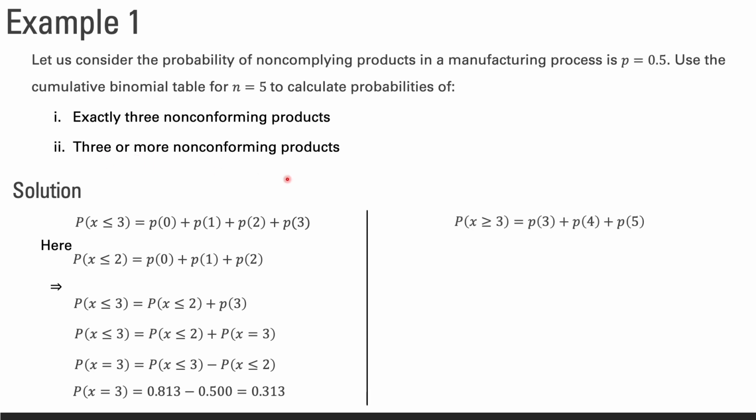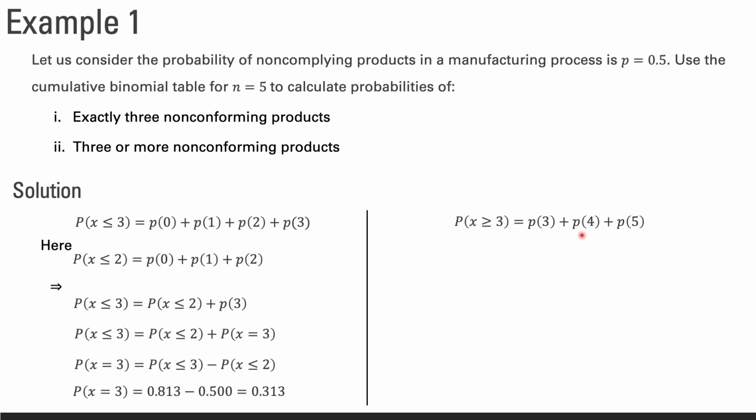The second part is, we can again write it in this form. So this one is the probability of finding 3 or more. 3 or more means 3 plus 4 plus 5, because 5 is the end. We have only 5 observations, or 5 products in the sample. So the probability of finding 3, 4 or 5 means 3 or more, right?